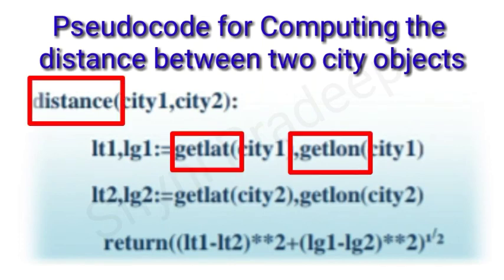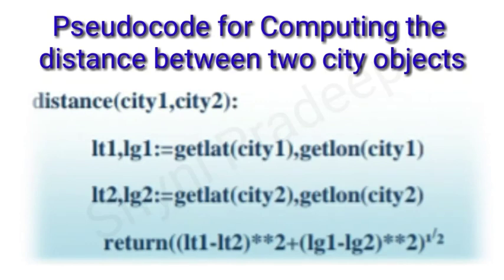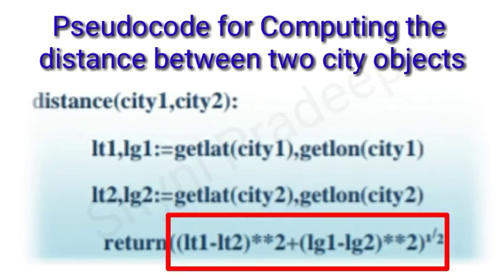And distance, get_lat, get_long are functions. How will you calculate the distance between two cities? The formula is given here. So it computes the distance between two city objects and returns the result to the output screen.